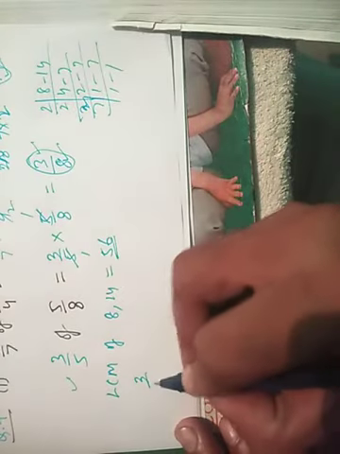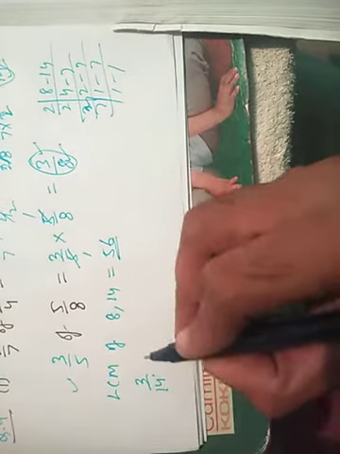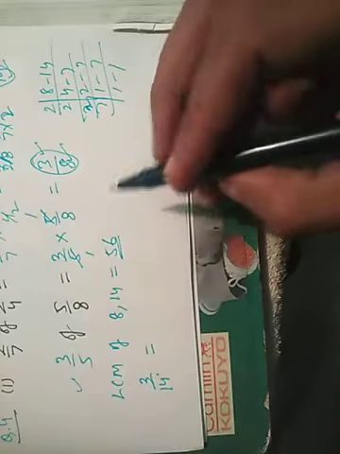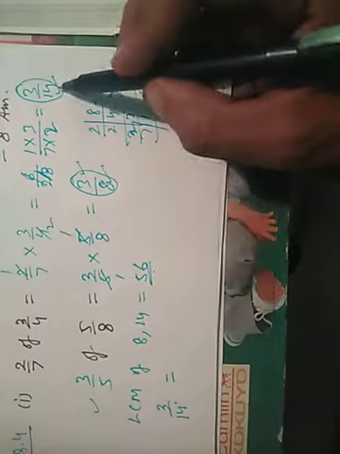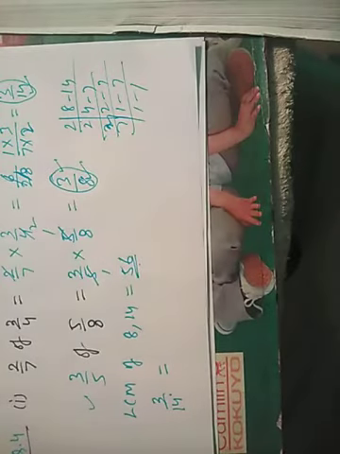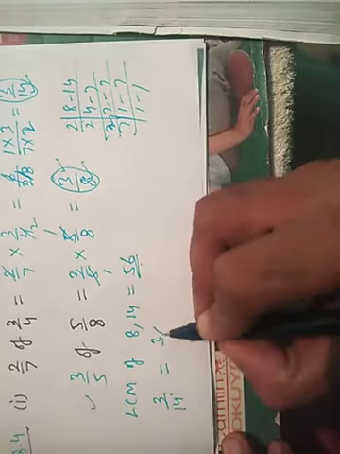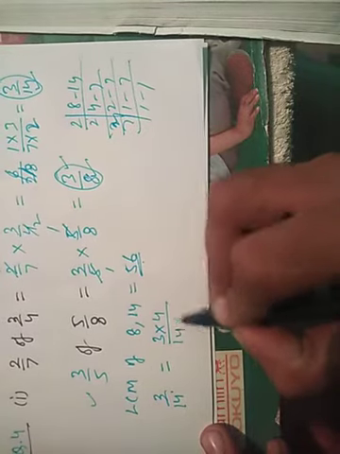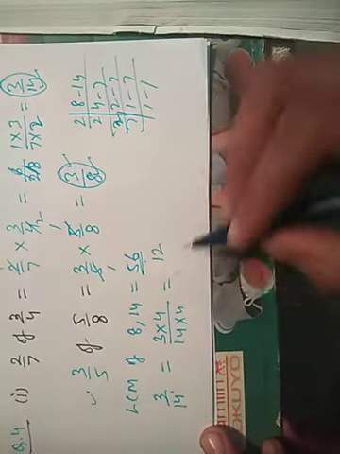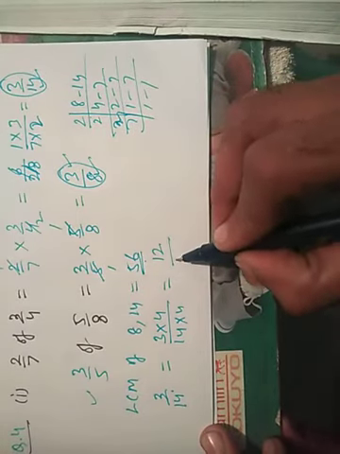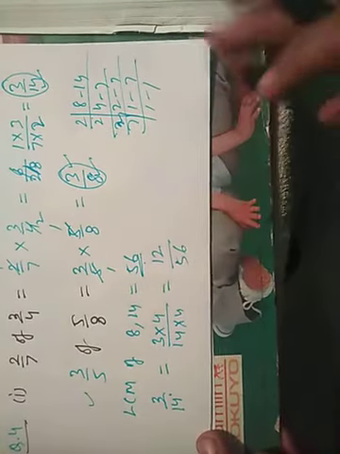Okay, now we can write 3 upon 14 as, we have to divide LCM by denominator of first fraction. So we will get 4 and we have to multiply 4 by both. Okay, so 3 4 ja 12 upon 14 4 ja 56.